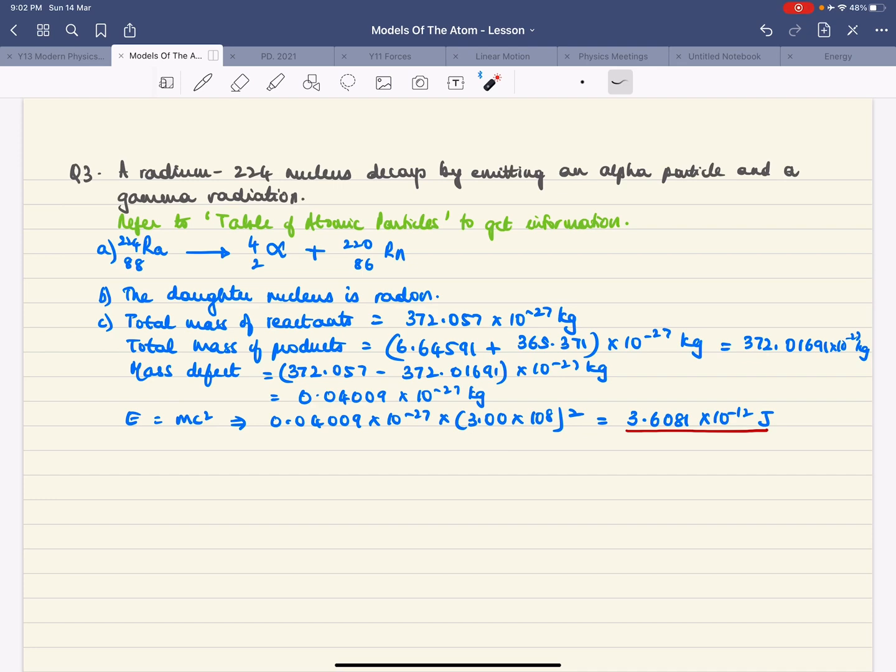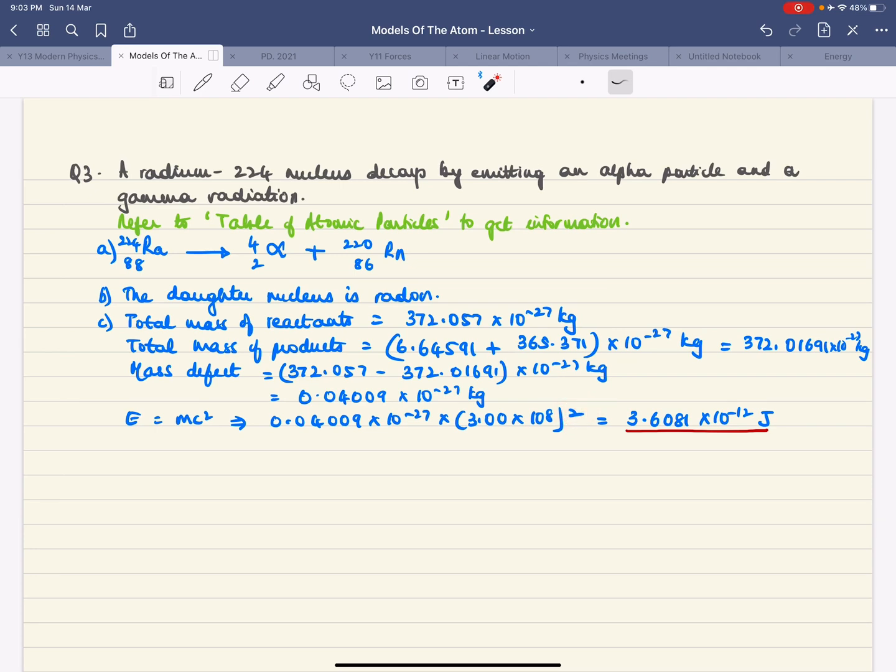And then in order to find the energy that is released, because the products have got less mass, that means energy has been released. So it's E equals mc squared, where m is the mass defect. So that's your mass defect, and c is the speed of light, and most people write the square here, but they forget to put that in your calculator.